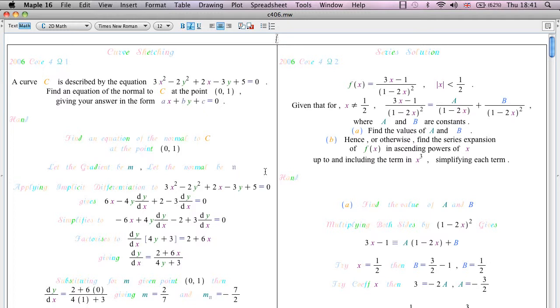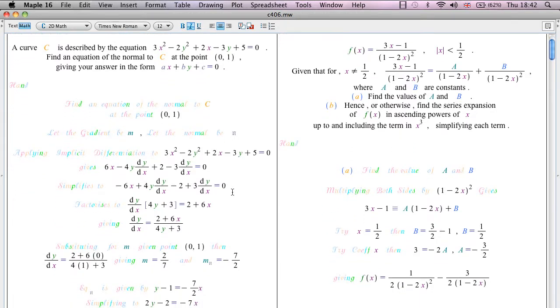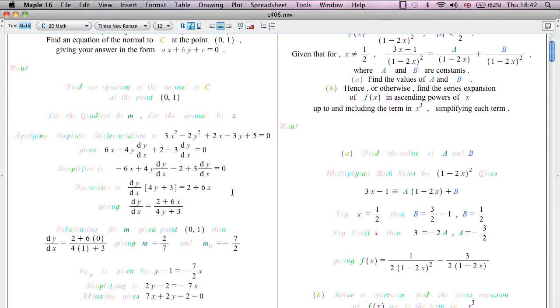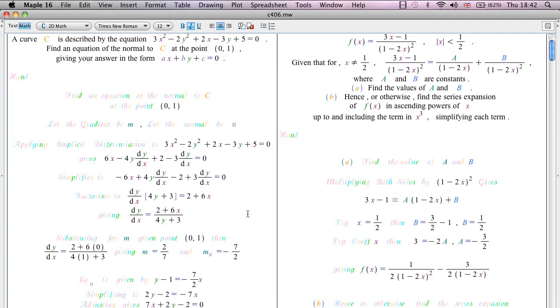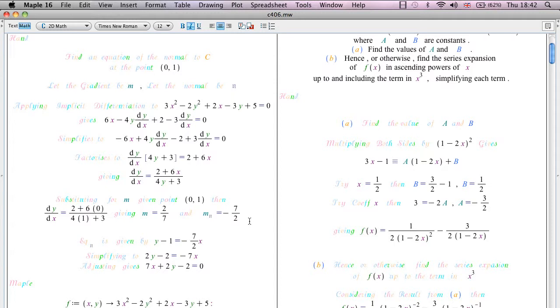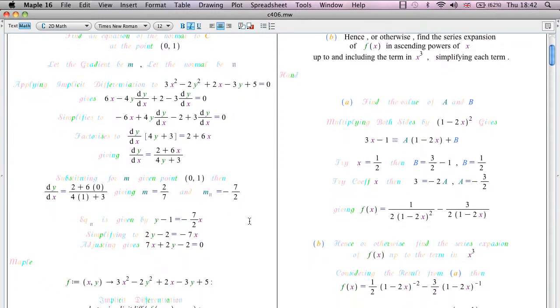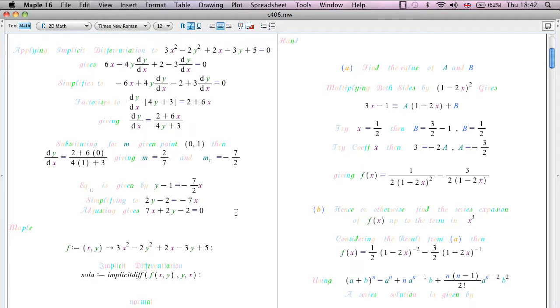Question 1, an equation of the normal to the curve given. So applying implicit differentiation and simplifying and factorizing gives an expression for the gradient, and then substituting the values from the point given gives the gradient for the normal as minus 7 over 2. Then applying the straight line formula gives the equation required.